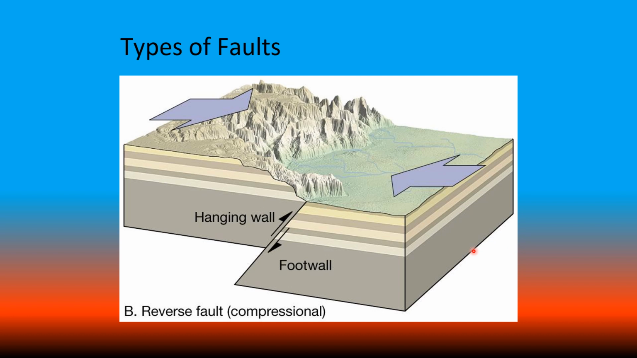On the other hand, if I'm at a reverse fault, take a look at these arrows and try to think about what kind of plate boundary this might be at. Well, yep, these arrows are going together, so we're at a convergent boundary. We still have a footwall, we still have a hanging wall, but notice these arrows now, the hanging wall is moving up relative to the footwall because this is being smushed together.